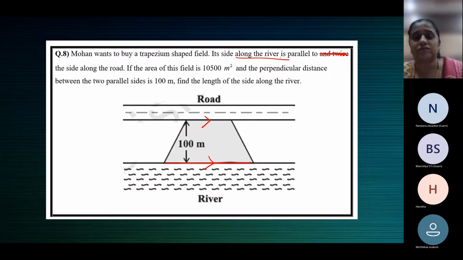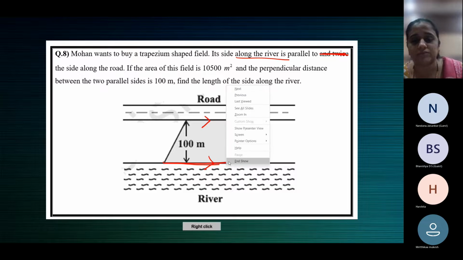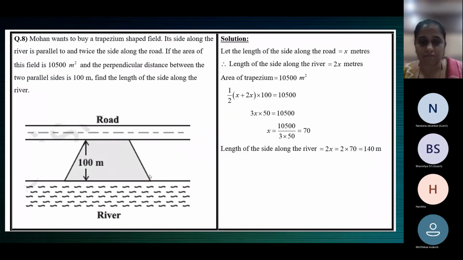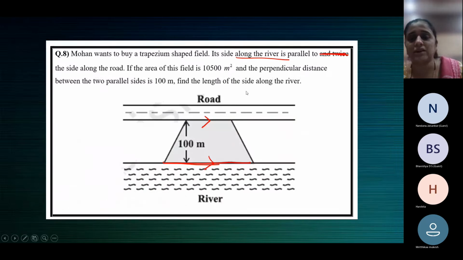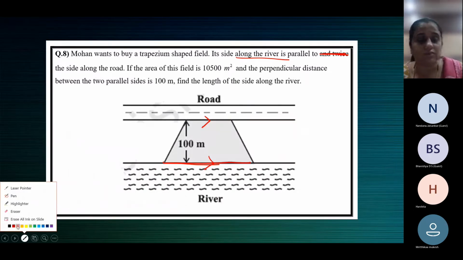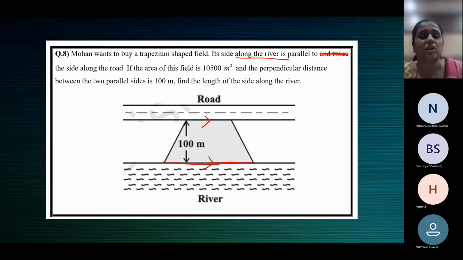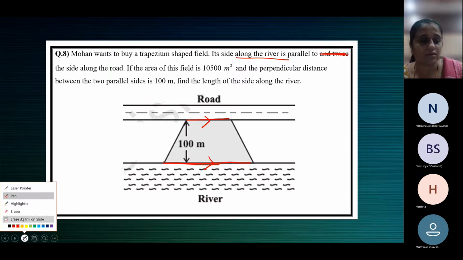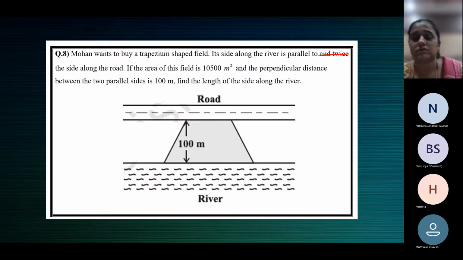Its side along the river. This is the side along the river. Is parallel to the side along the road. So this is the side along the road. This is the side along the river. This is the side along the road. So it's given that the side along the river, this one, is parallel to the side along the road. So these two are parallel.